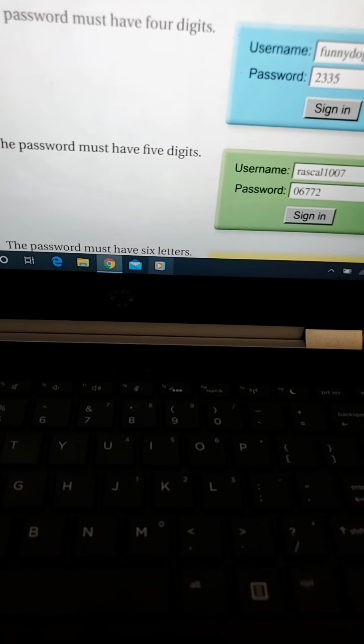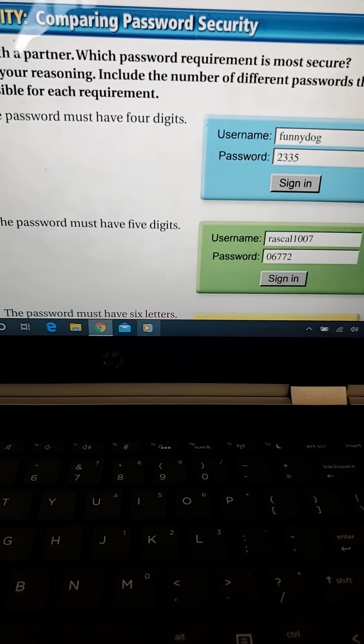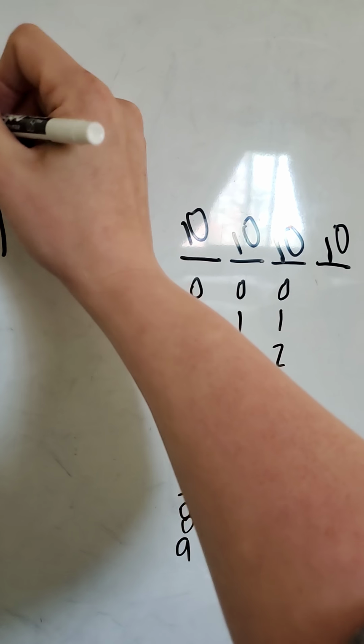Okay, so the password must have 5 digits. All right, so if a password must have 5 digits, then it's just a little bit different than this question.